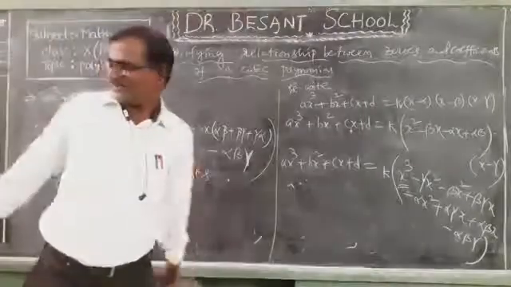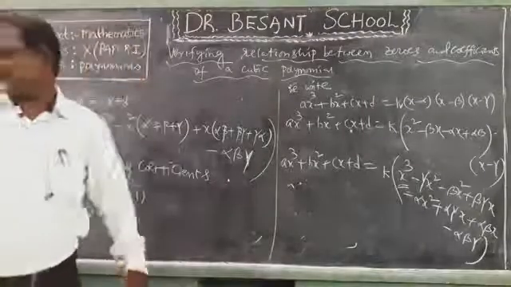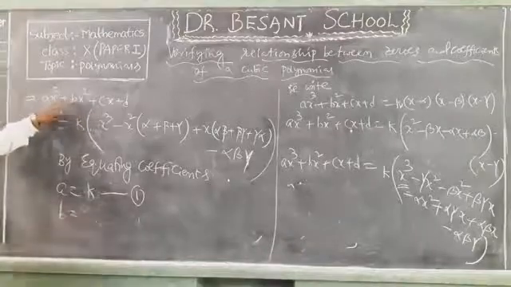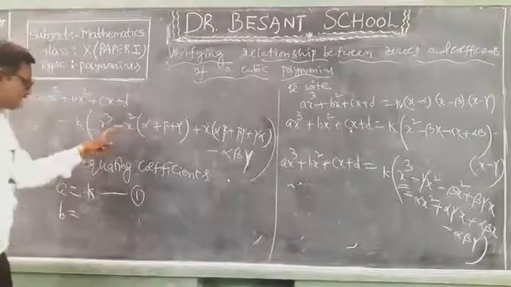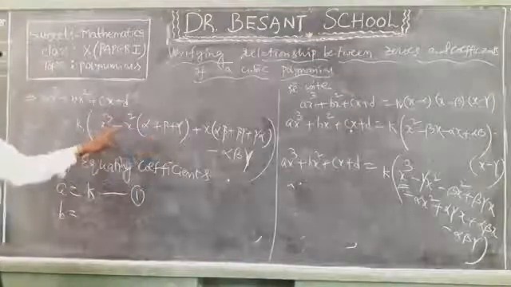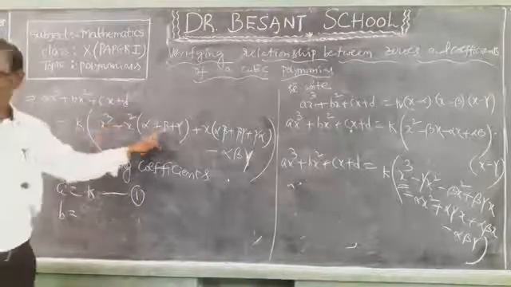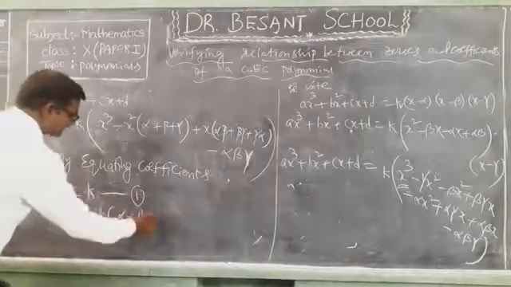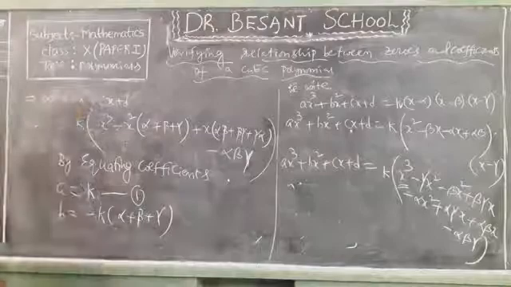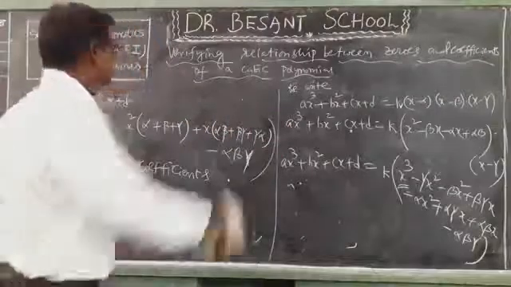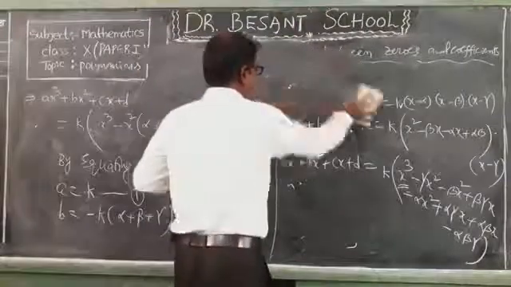Come to the coefficient of x square. The coefficient of x square in the left hand side is b. The coefficient of x square in the right hand side is minus k into (alpha plus beta plus gamma). Okay? Now observe. Can I rub this one, children? Yes. Verify.